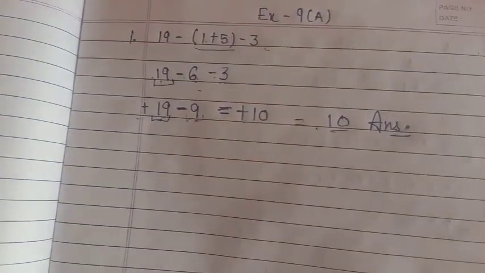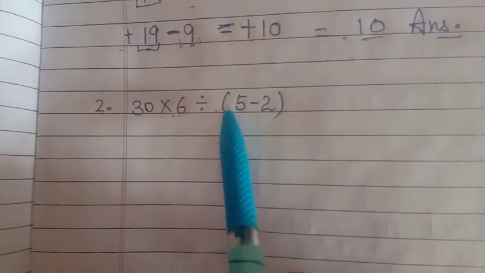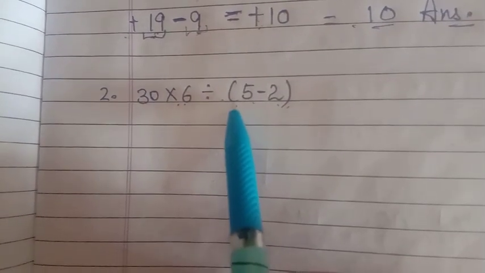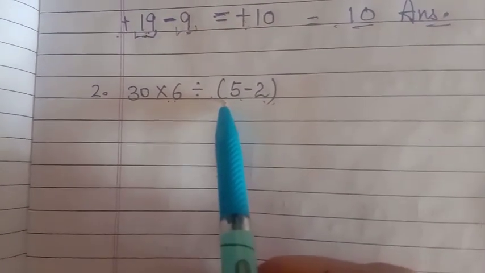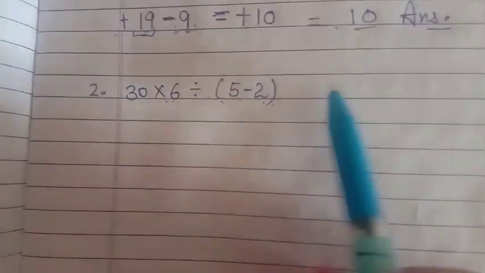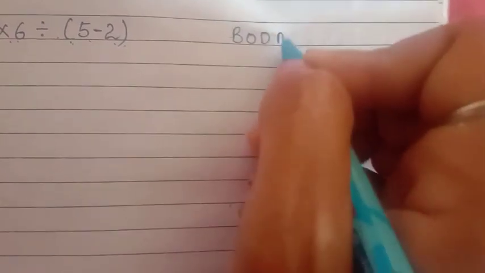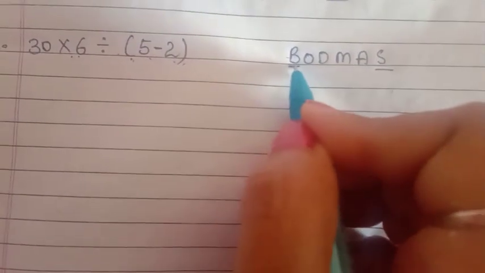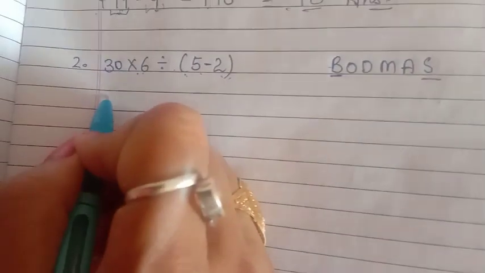So our next sum is 30 into 6 divided by (5 minus 2). What do we call this bracket? This is the small bracket, or we call it parenthesis. According to BODMAS, firstly we have to deal with the bracket. So first we will solve this bracket, then we will apply any other operation.